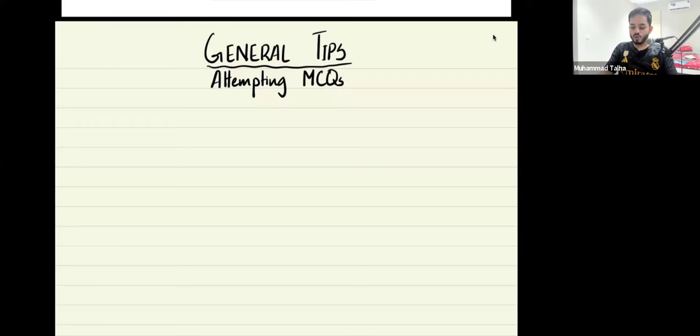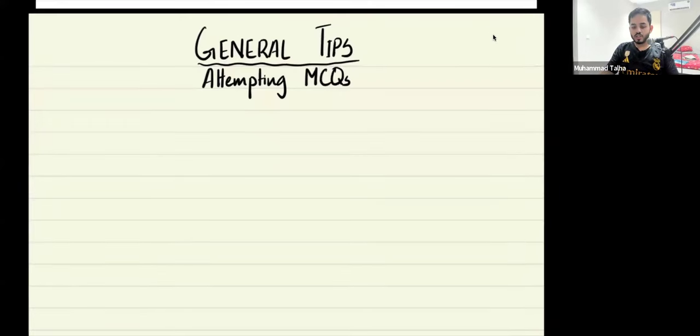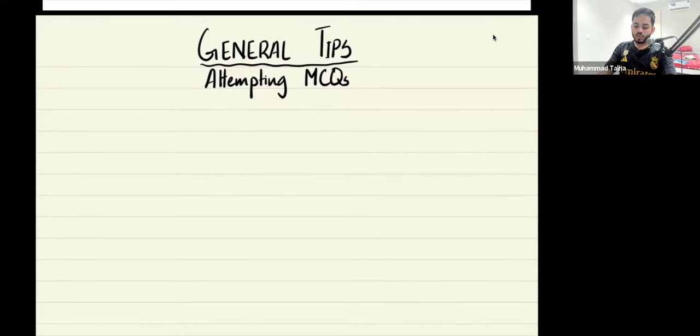All right. So the first thing is tips in general for attempting MCQs. So this is stuff that I have talked about the entire year as well when talking about the MCQ paper. But again, it's just reiterating all of that stuff once again. So you guys don't make any of these mistakes in your paper tomorrow.